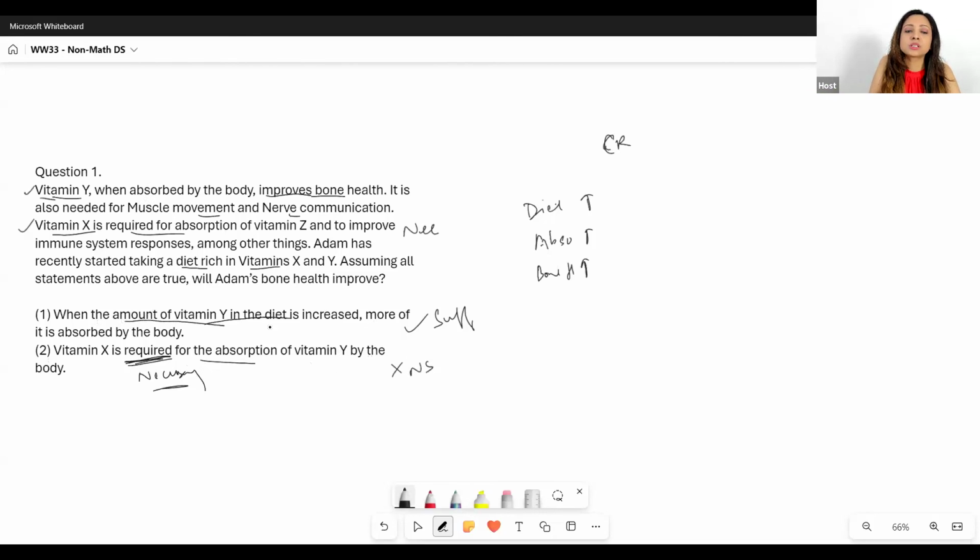Here, I'm given a sufficient condition that when the amount of vitamin Y in the diet is increased, more of it is absorbed by the body. Right? Don't think that they're conflicting statements. No, not at all. What if the body itself does produce some vitamin X, etc.? Doesn't matter, right? We are given that this is sufficient when the amount of vitamin in the diet is increased and more of it is absorbed. So this sufficient condition does give me the answer that yes, it will improve, but this necessary condition does not. Again, these are concepts of what? Just sufficient and necessary conditions. If you understand these, then you can very easily solve this question, right? Make sense?